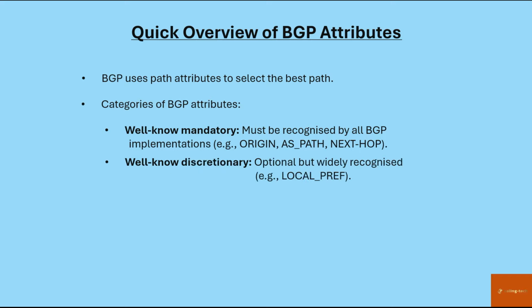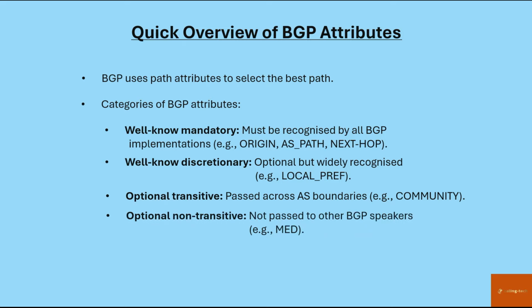Well-known discretionary, they're optional, but they're widely recognized, and it's one that we've gone through already. So an example would be the local preference. Optional transitive, they're passed across AS boundaries. So an example there is community, and optional non-transitive are not passed to other BGP speakers. In other words, the example here is the multi-exit discriminators or the MEDs.